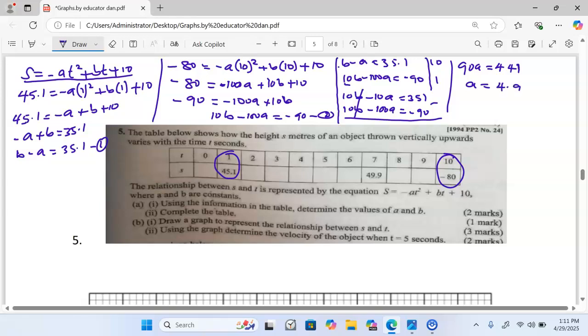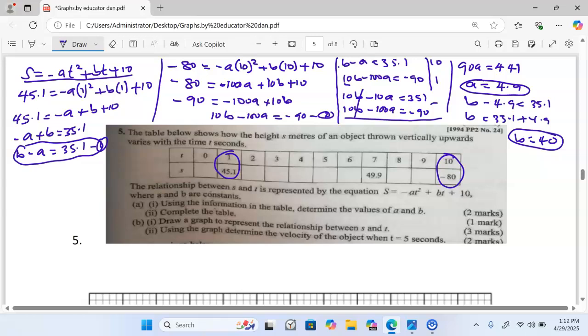Once we have the value of a, we can get the value of b using, for example, equation 1. And equation 1 is where we have b minus a, which is 4.9, being equal to 35.1, meaning b is going to be equal to 35.1 plus 4.9, meaning b is going to be equal to 40. Once we have the value of b and the value of a, then we have answered part 1 of a in this particular question.